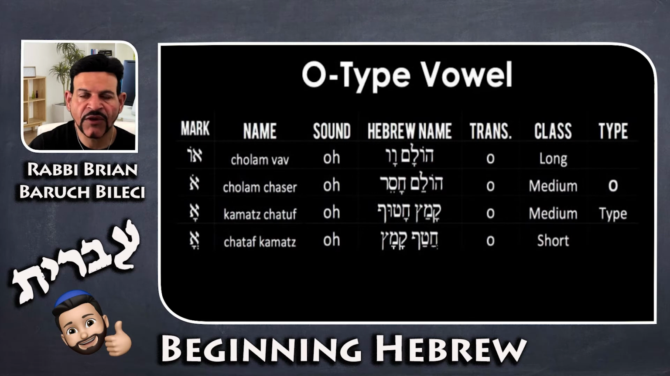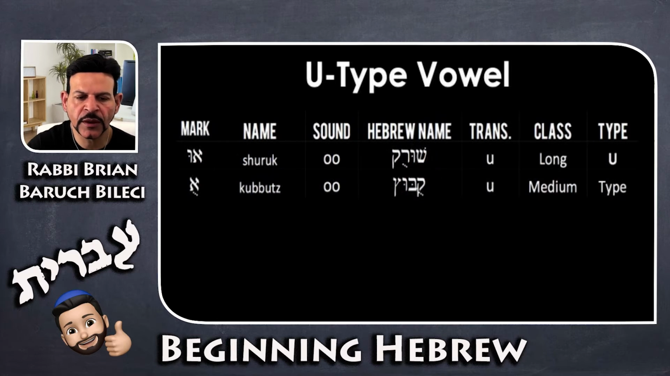And then we already said the vav is most of the time used for the O, the dot on top, cholam vav. Remove the vav, cholam chaser. And it's just the dot floating in the air between usually the 2 consonant letters. And then sometimes kamatz chatuf is a medium ah sound, or chataf kamatz is a very short O sound. Again, we're borrowing the kamatz for 2 other options for an O. And then the 2 options for the U vowel pronounced U.